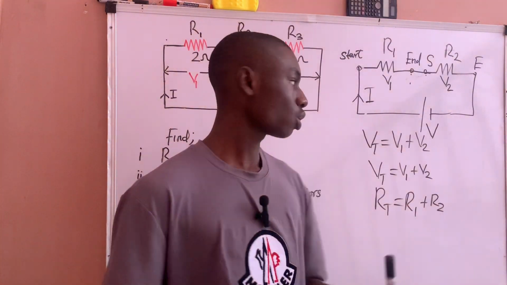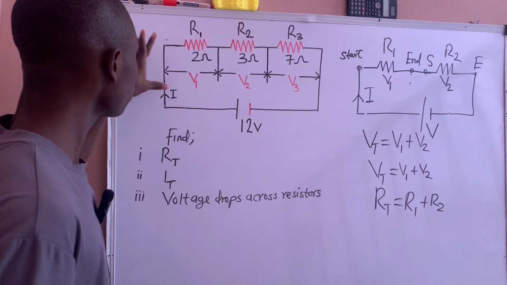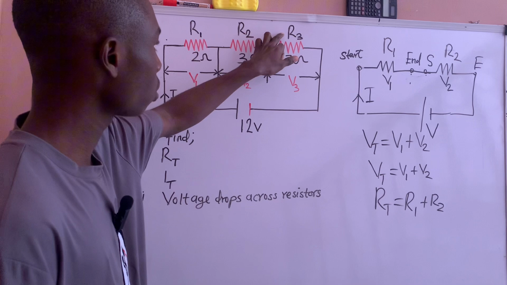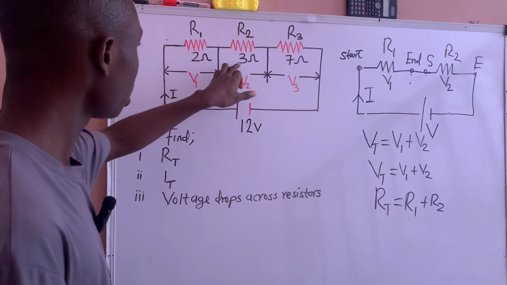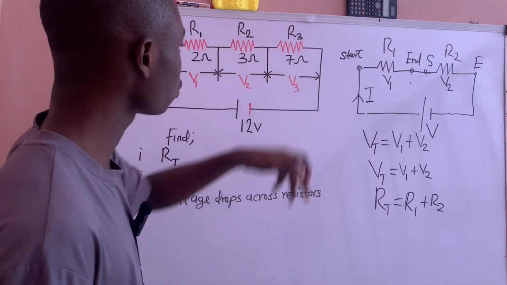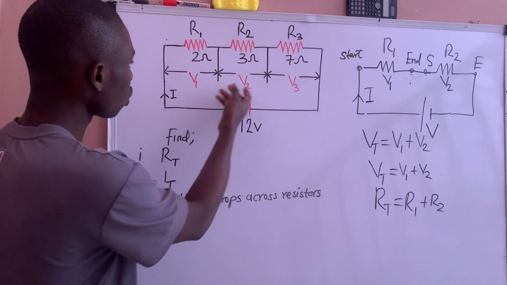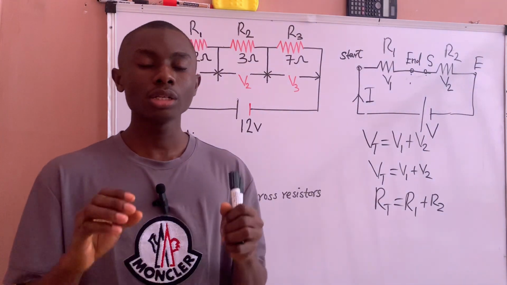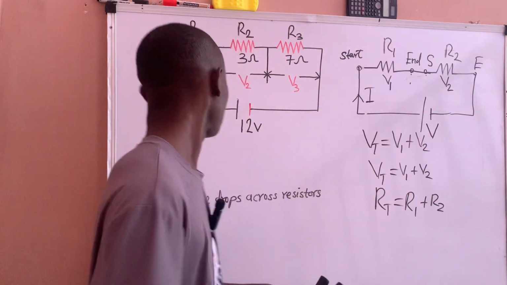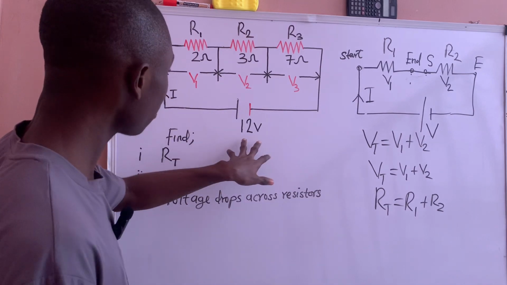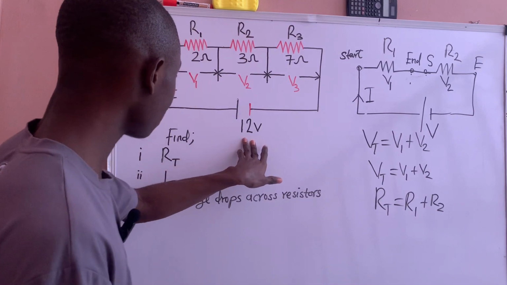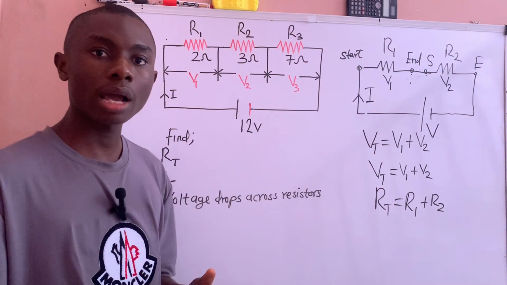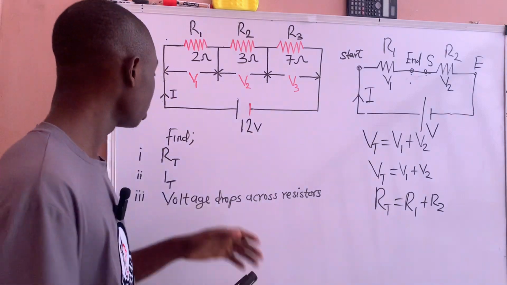So these are the properties, characteristics, or behavior of a series circuit. Okay, let's solve this example together. From the circuit above, we are given R1, R2, and R3: 2 ohms for R1, 3 ohms for R2, and 7 ohms for R3. We don't know the voltage drop across the individual resistors, because the voltage drop across each resistor in a series circuit differs. The total supply current is I, and we have a source voltage supply, and we are asked to find RT, the total resistance in the circuit.